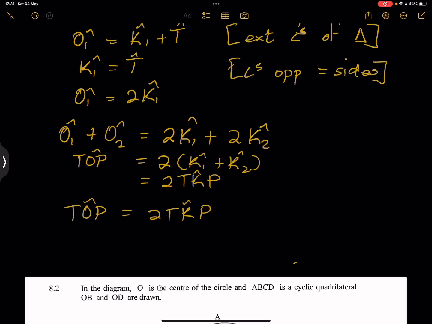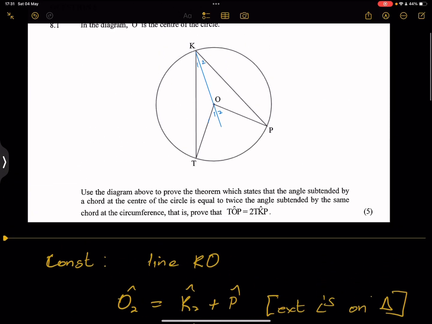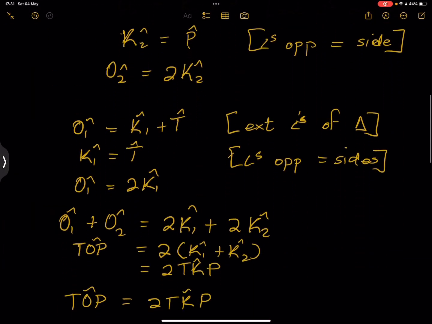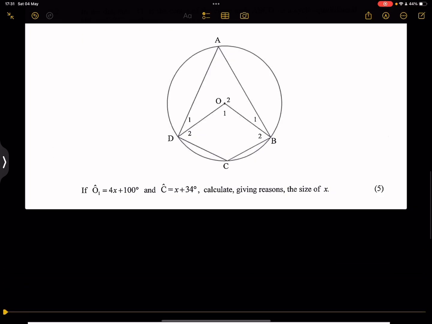Right, and that is why angle at center is twice angle at circumference. I hope that makes sense, ladies and gents. Right, so let's go on to the next question.